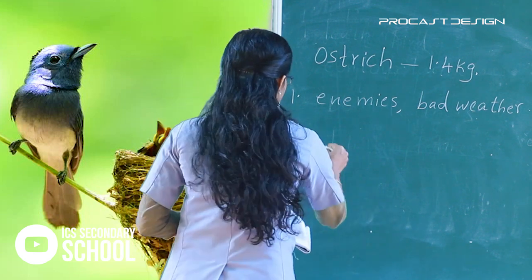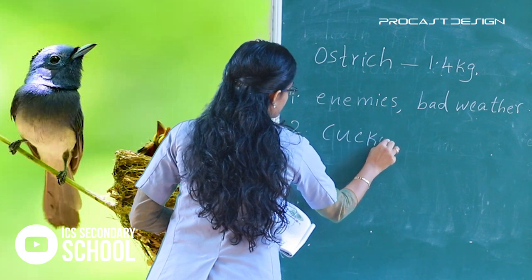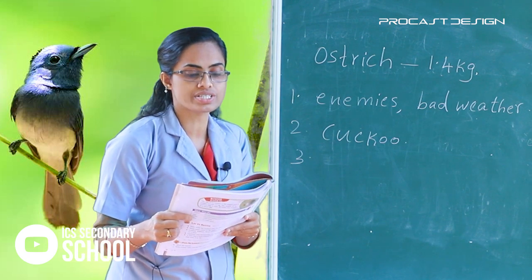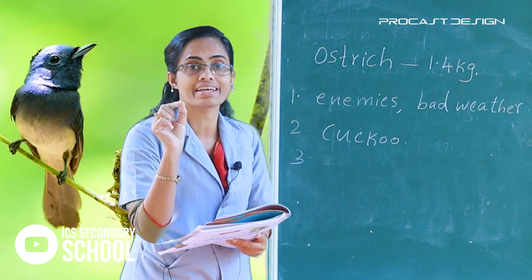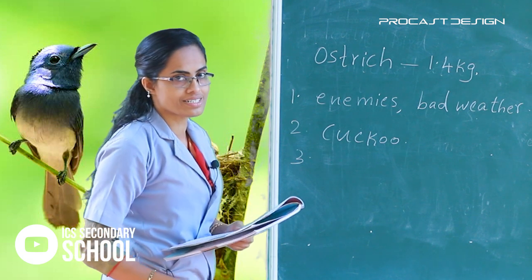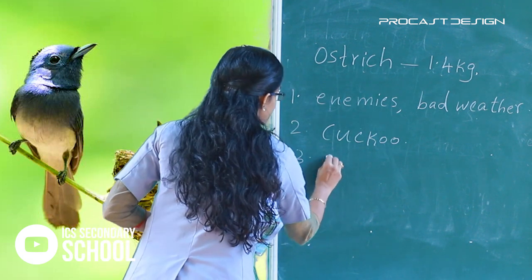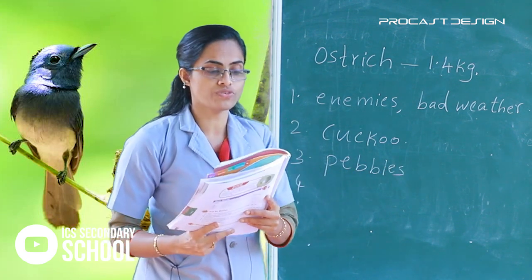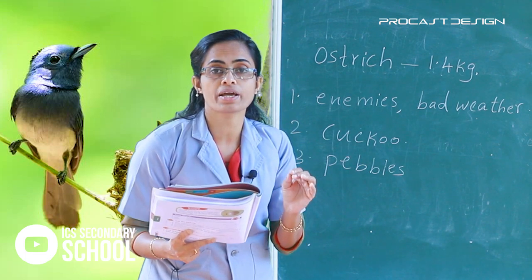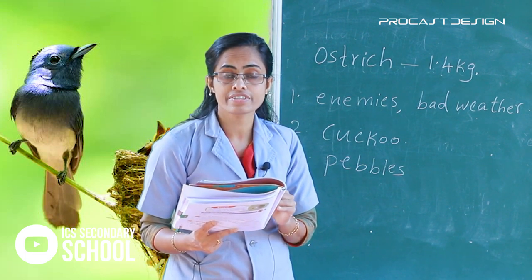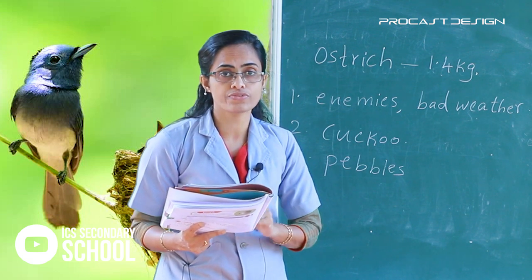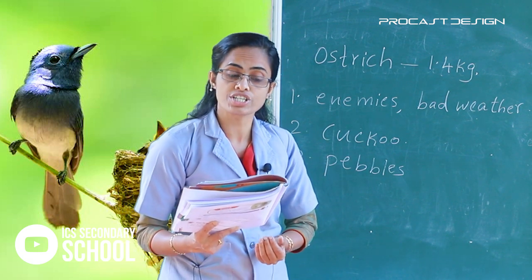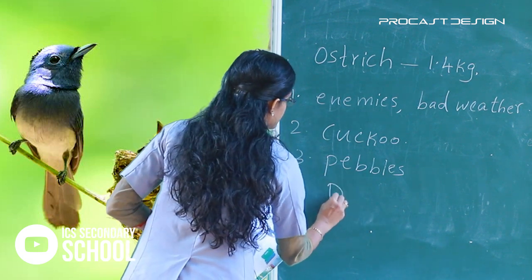Yes, what is the answer? Yes, cuckoo. And the third one, listen here, penguins use dash to make their nest. Yes, pebbles. And the fourth one, dash feathers keep the body of a bird warm. Which feathers? We already studied the three types of feathers. Then which feathers keep the body of a bird warm? Yes, tell me. Down feathers.